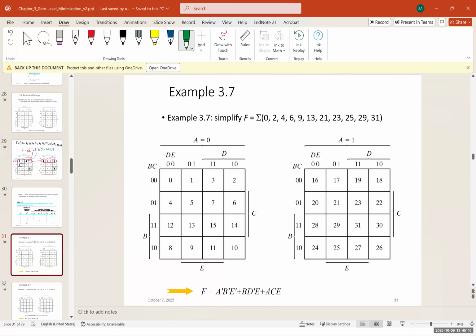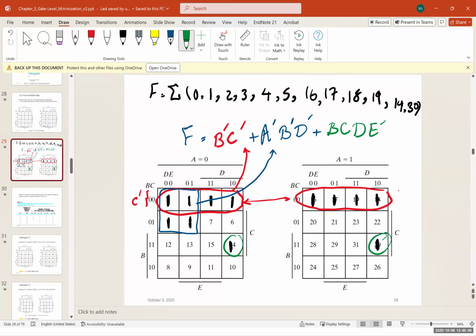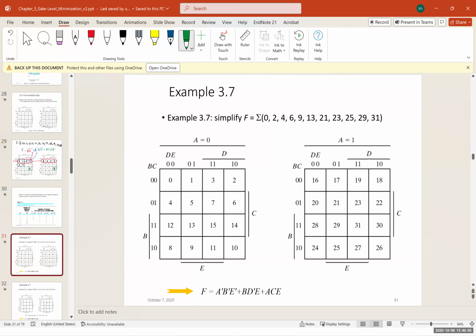Let's solve another one. Did you write that down? Now, the next one, we want to simplify f is equal to 0, 1, 2, 4, 6, 9, 13, 21, 23, 25, 29, and 31.